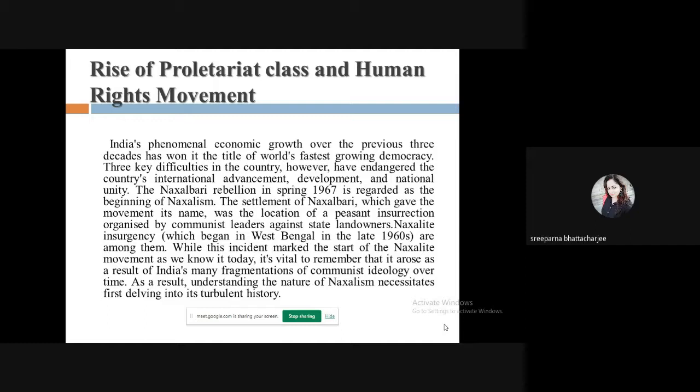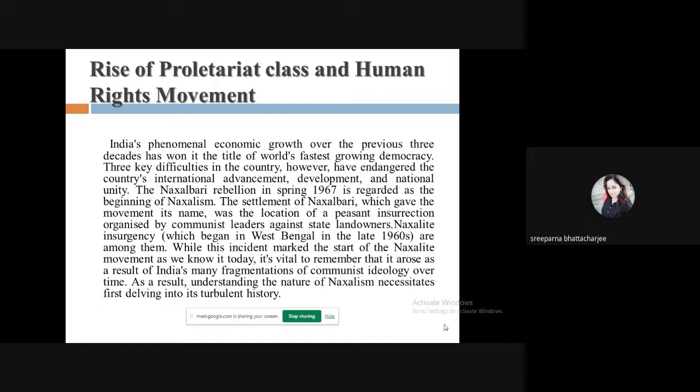So during the 1960s and 70s, we find that there has been a kind of struggle which is known as the Naxal movement, and it originally started in West Bengal, and then it spread slowly and steadily to other parts, in the southern region of India also. And this was actually a movement of the working class. The main motive was to protect the rights of the working class, to grant them equality, to make them equal.